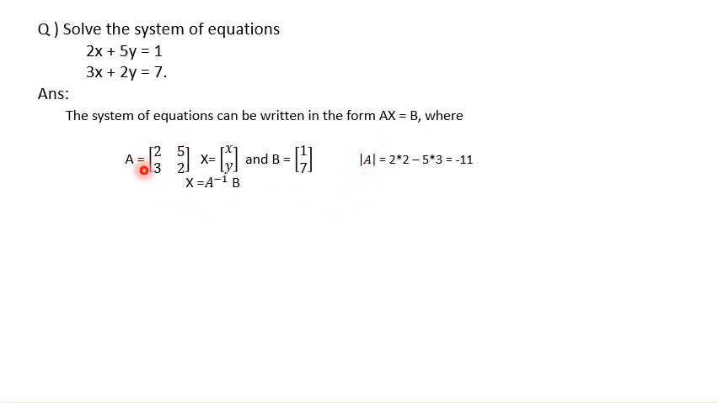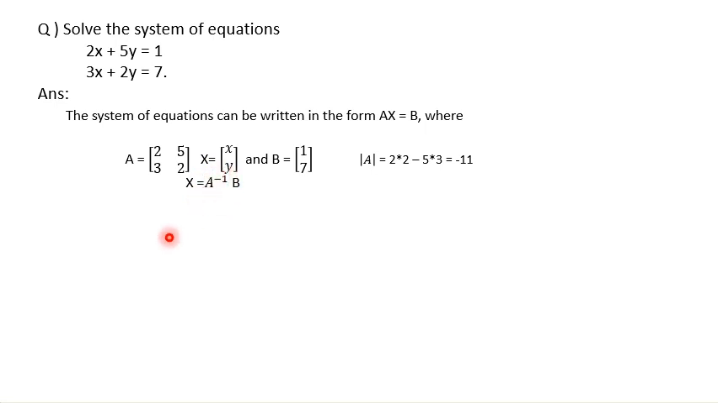Here, what is the determinant of this matrix? 2 into 2 minus 5 into 3. So, here the determinant of A is minus 11. That is, we can find the inverse of A. If the determinant of A equal to 0, we cannot find the inverse of A. Here, the determinant of A is not equal to 0, so we can find the inverse of A.